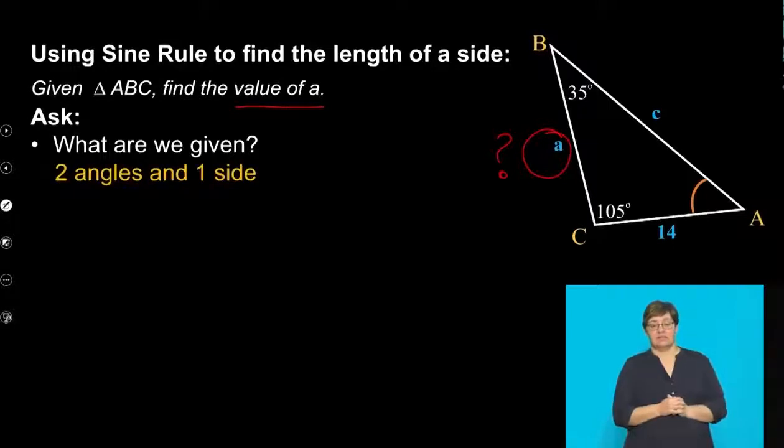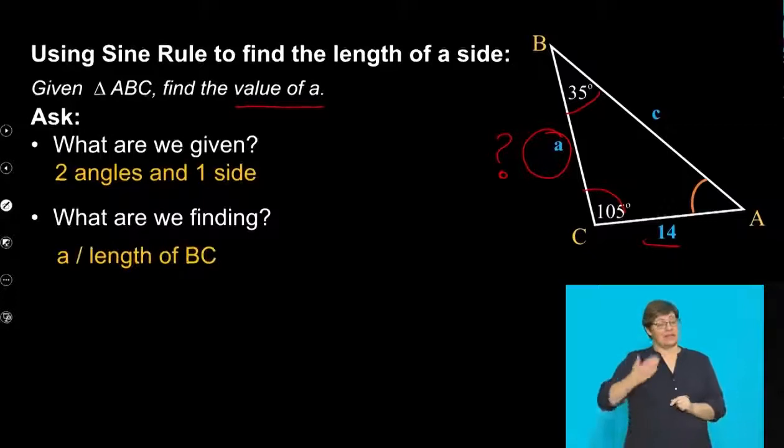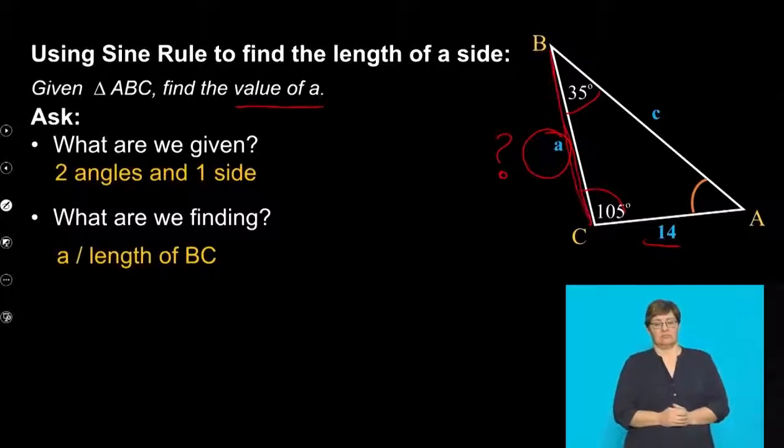So what are we given? Again, we've still been given two angles and one side. So we've still been given these two angles and this side. What are we finding? We're finding another side. We're finding little a, or in other words, another way we can call this line is BC. So we're finding the length of BC.